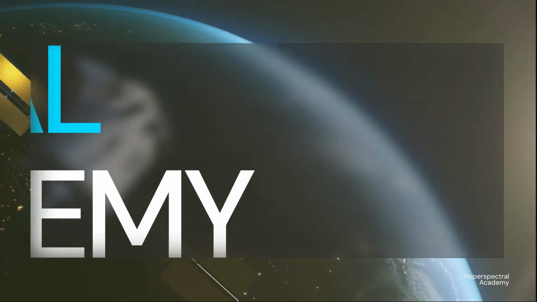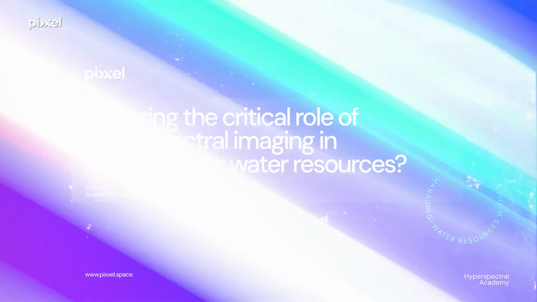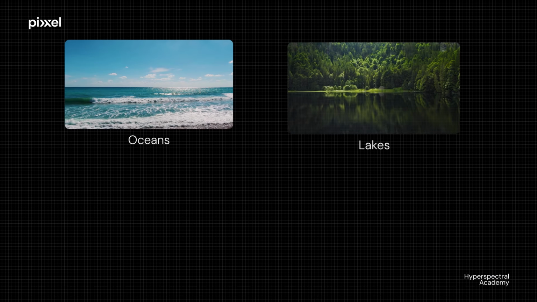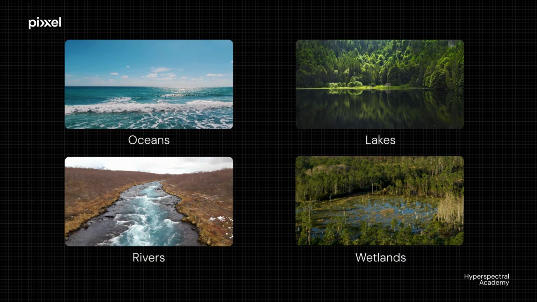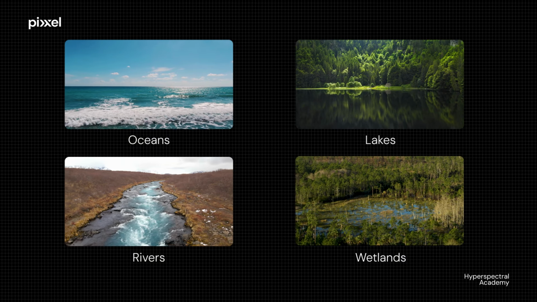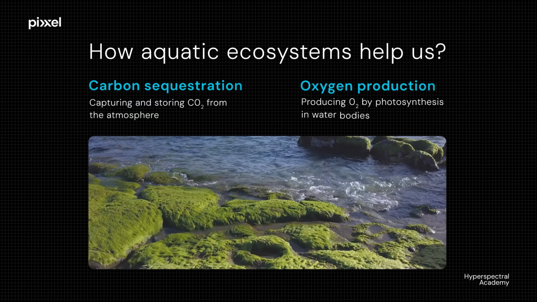In this episode of our Hyperspectral Academy series, we'll explore the critical role of hyperspectral imaging in understanding and managing our water resources. From assessing water quality to mapping benthic habitats, we'll uncover how this technology is pivotal in aquatic studies. Aquatic ecosystems, encompassing oceans, lakes, rivers, and wetlands, play a crucial role in supporting biodiversity and regulating global climate. They are instrumental in regulating the Earth's climate, including carbon sequestration and oxygen production.